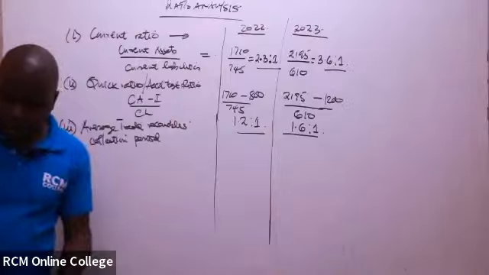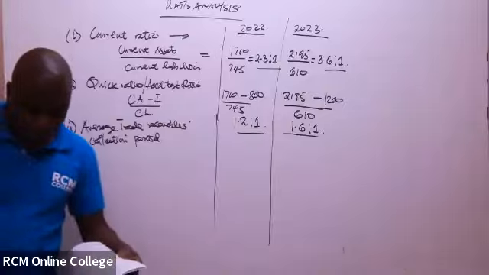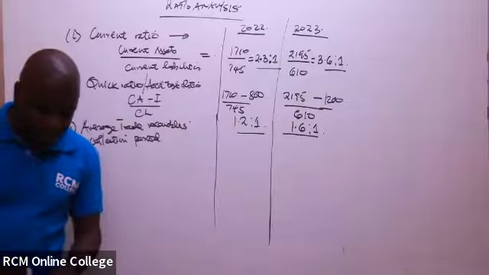So I can see you're saying average receivables over annual credit sales.